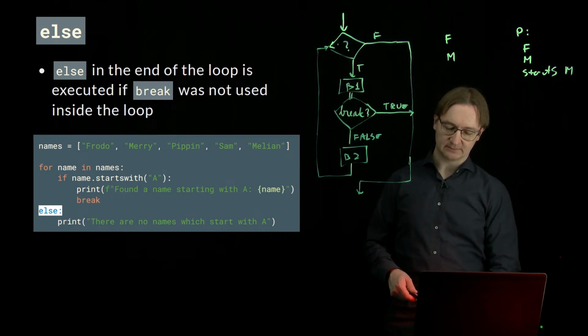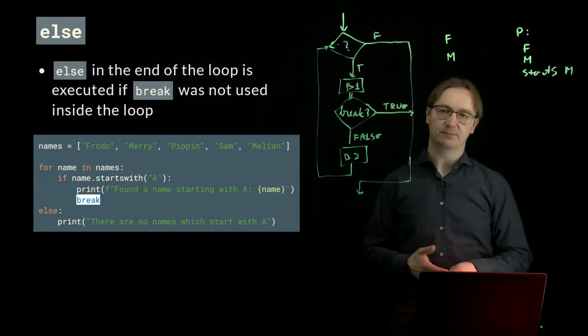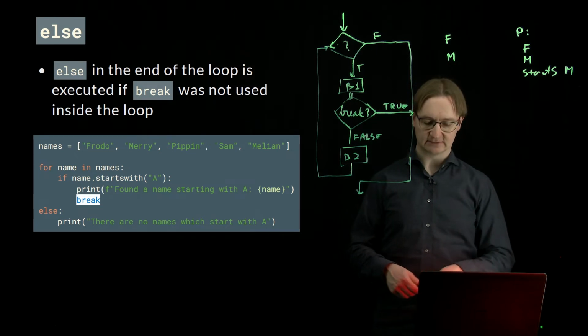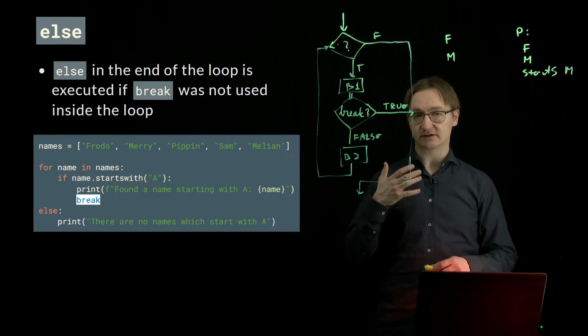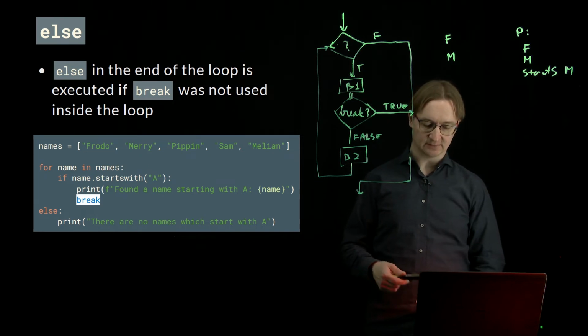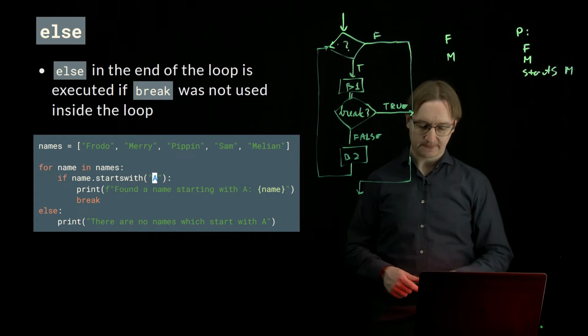And the body of this else is executed only if the break was not executed. So why is it convenient to have this else part in this code? It is, for example, if there are no elements which start with A, currently we are looking for elements which start with A because there are none.